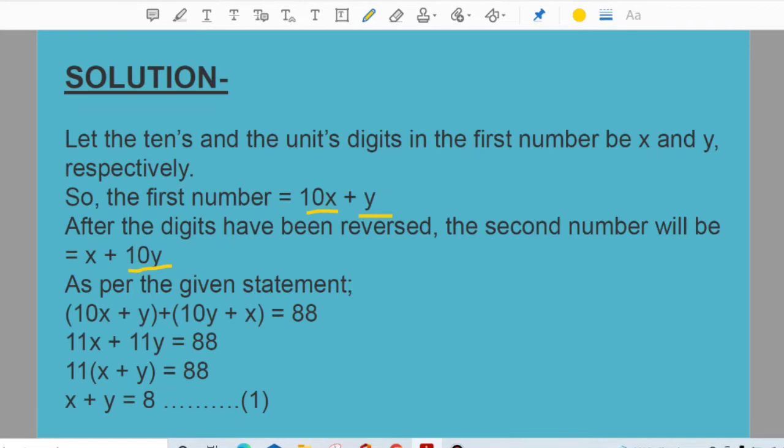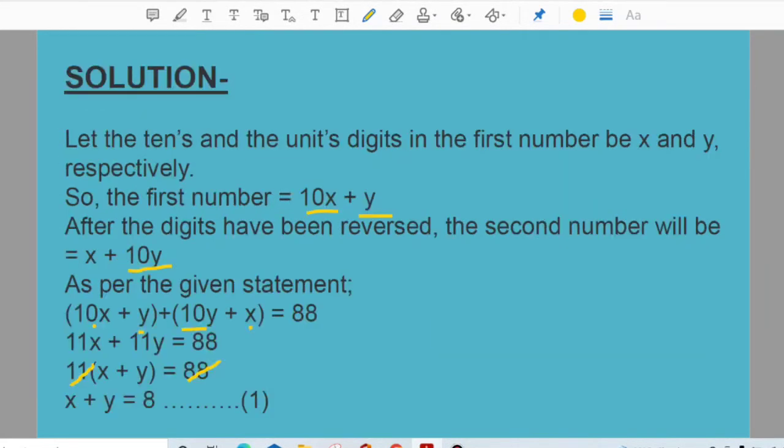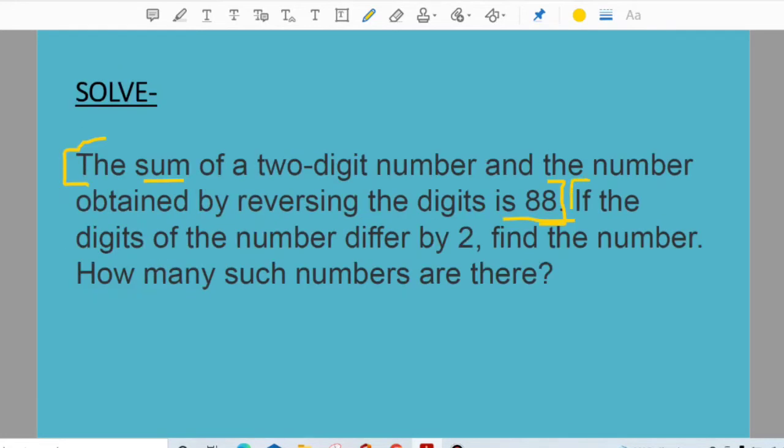Adding these, we get 11x, and adding these we get 11y, which is equivalent to 88. Now we can extract 11 from both x and y by the distributive property, obviously, and we can make it 8 here. So the first equation that we have extracted out of this question is x plus y is equivalent to 8. This we have extracted from the first statement. This is the first statement and we have extracted our first equation.